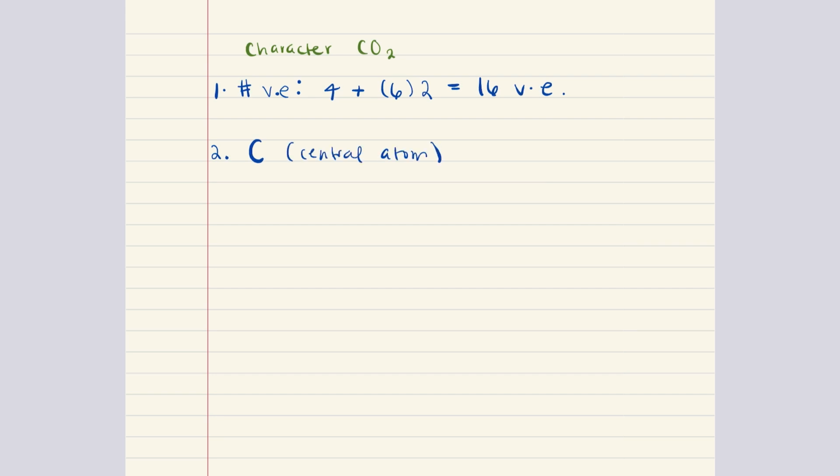Then we can move into step 3. Now, there are 3 parts in step 3. Part A is to connect the bonds. We figured out that carbon is our central atom, so it's going to be connected to both of the oxygens.